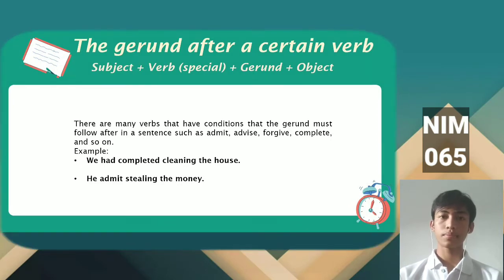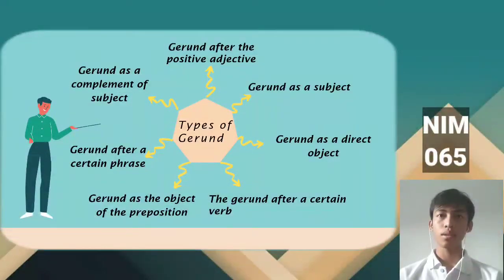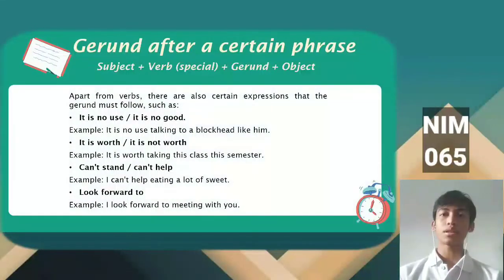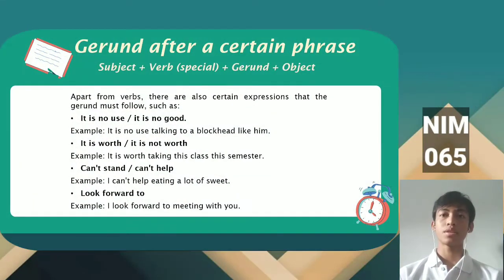Next. Number 7, gerund after a certain phrase. The pattern is subject plus special verb plus gerund plus object. Apart from verbs, there are also certain expressions that the gerund must follow, such as number 1, it is no use or it is no good.